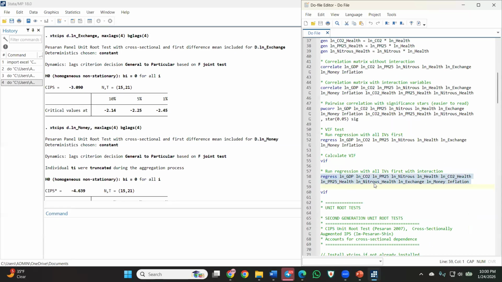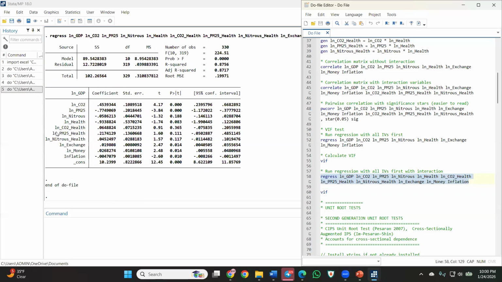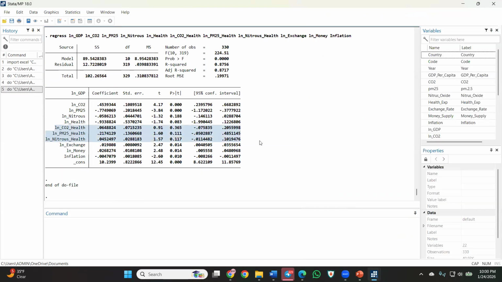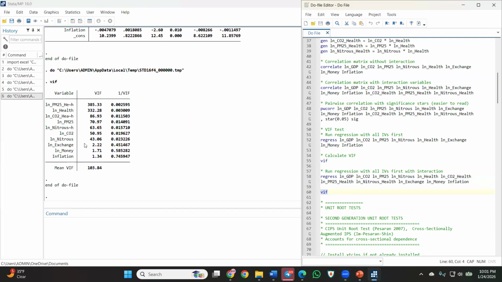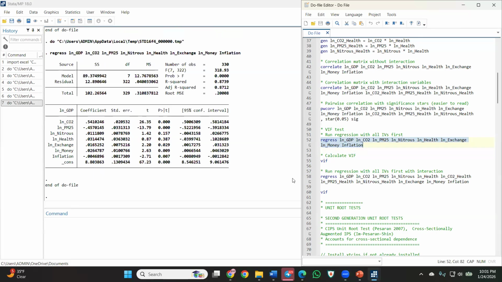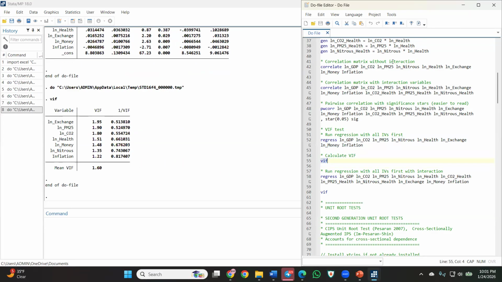Okay, so this was the regression. This regression contains the moderating variable, the interaction term that we created. And when you run the VIF, you see that there are 385, 332, which is above 10. And it's not good. Yes. It's not good. But the perfect one should be like this. This one does not include the interaction term. So you see this one. This one is okay.